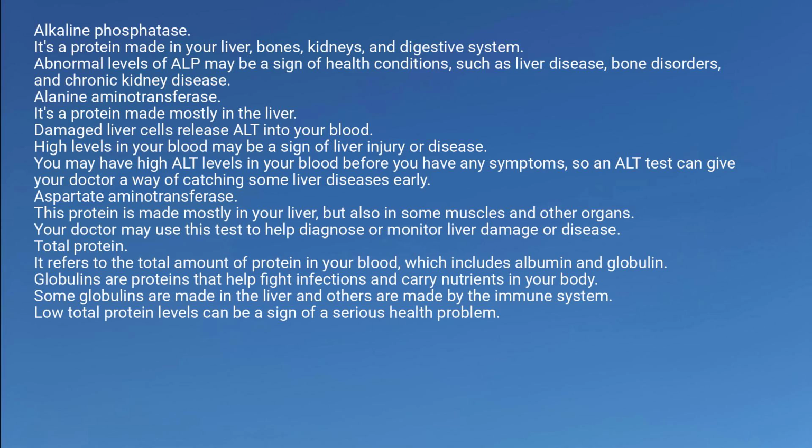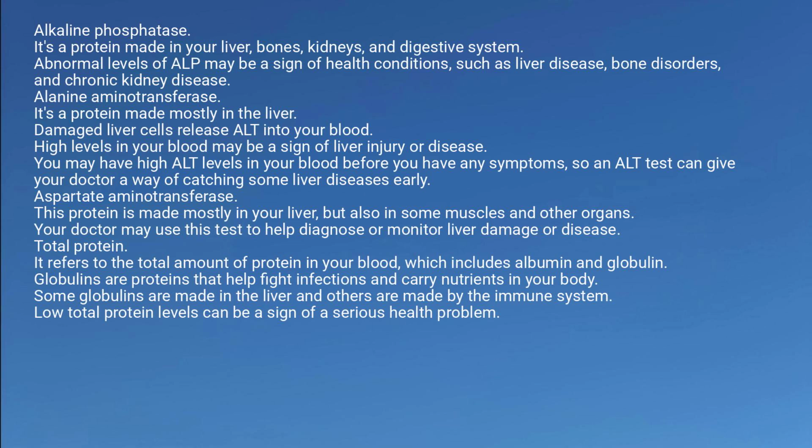Alkaline phosphatase. It's a protein made in your liver, bones, kidneys, and digestive system. Abnormal levels of ALP may be a sign of health conditions, such as liver disease, bone disorders, and chronic kidney disease.